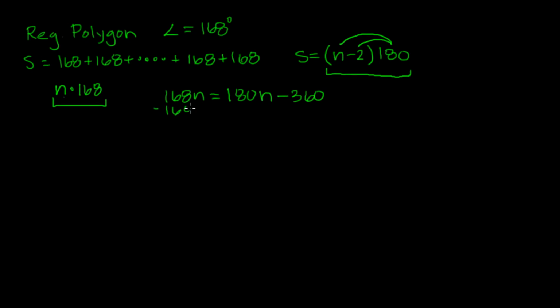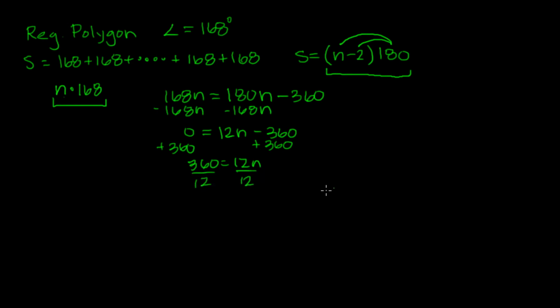If I subtract the 168n from both sides, this gives us 0 equals 12n minus 360. Since it's set to 0, all I have to do is add the 360 to both sides, the left and the right, and I get 360 is equal to 12n. Divide both sides by 12, and we now know that n is equal to 30. So what we're looking at here is a 30-gon. If you didn't understand this, go back and take a look at the first video, and hopefully this will clear things up.